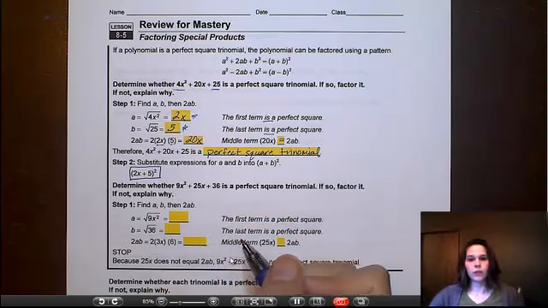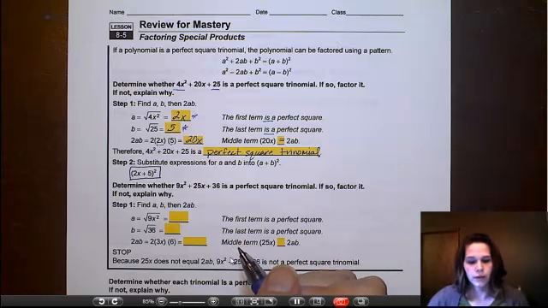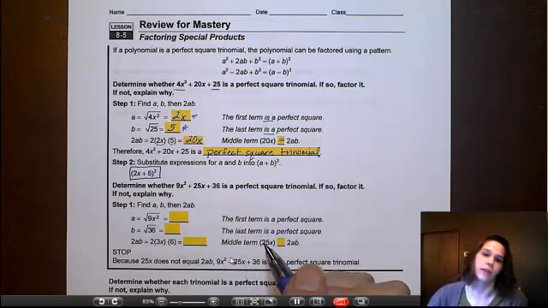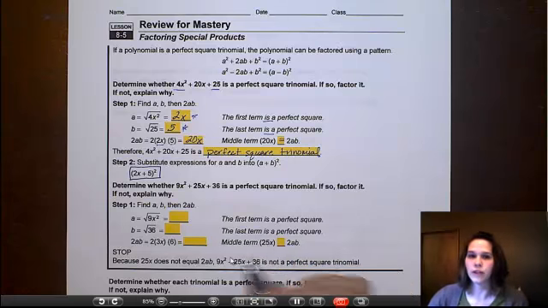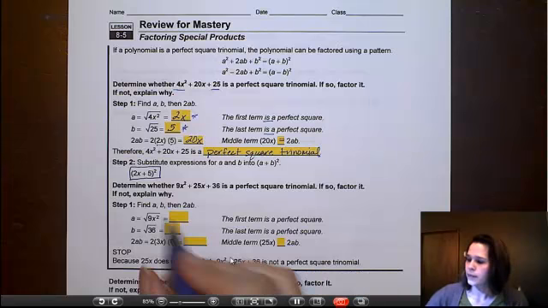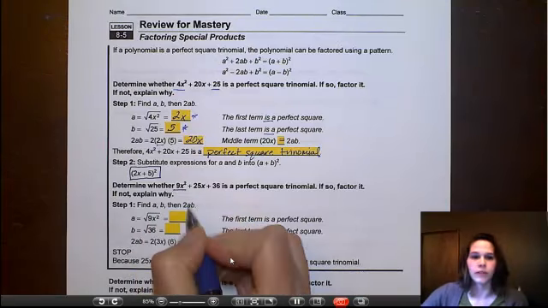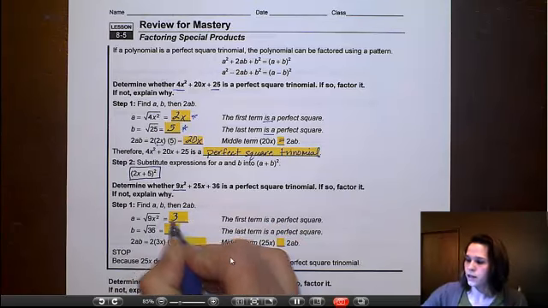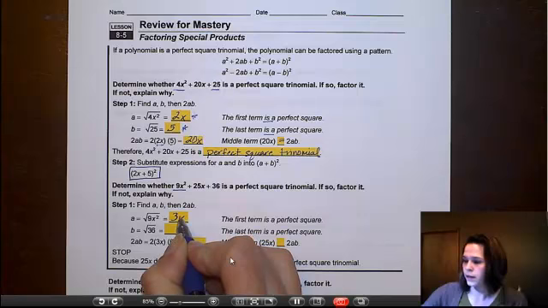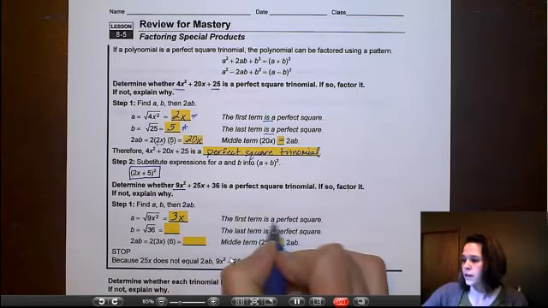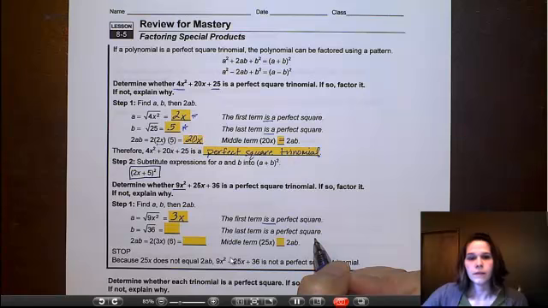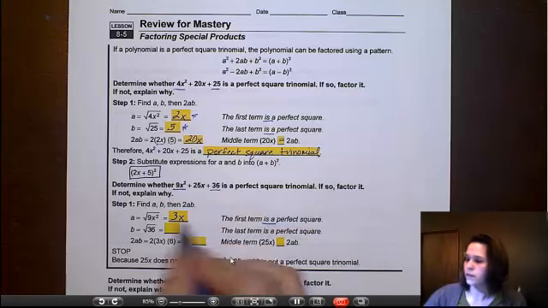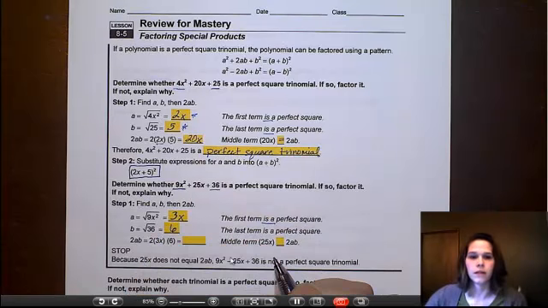Next one. Determine whether 9x squared plus 25x plus 36 is a perfect square trinomial. First, again, find a, b, and then 2ab. My a value comes from the 9x squared, and we have to take the square root of it. The square root of 9 is 3. The square root of x squared, everyone, is x. The first term is a perfect square. Find my b value. It's the last term, 36. The square root of 36 is 6.